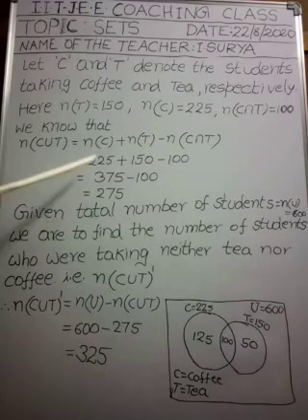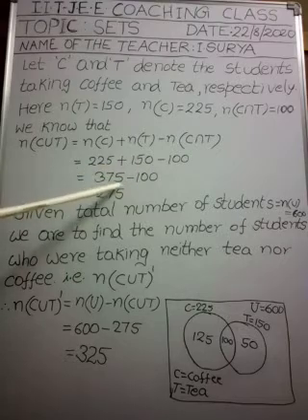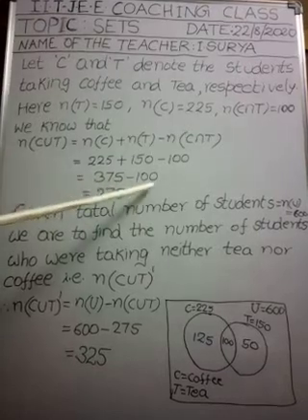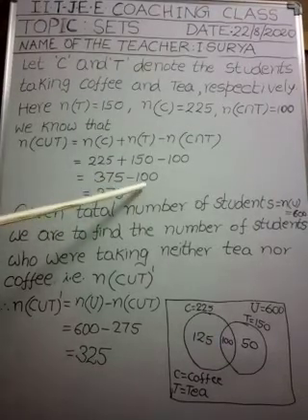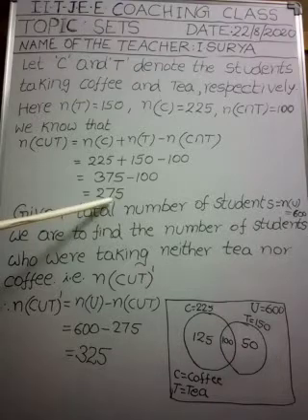Now come to the next step. Here, by adding these two numbers, what will you get? 375 minus 100; I wrote this 100 as it is. Now we have to simplify these two numbers. 375 minus 100. What will you get here? 275. Understood this step, my children?